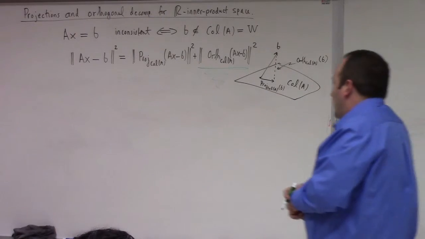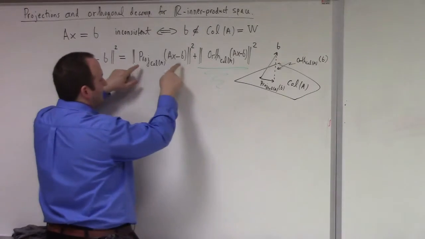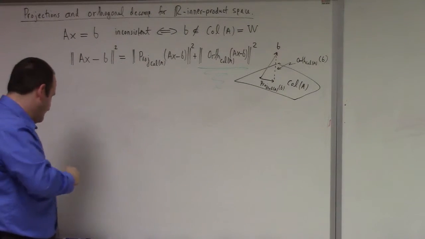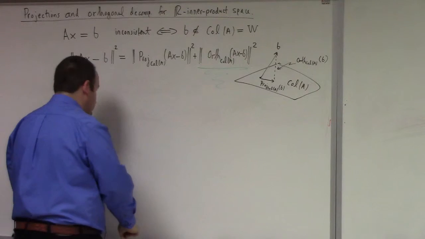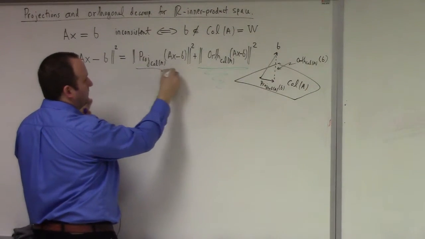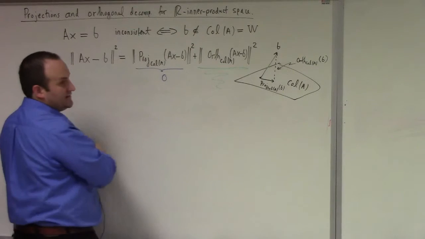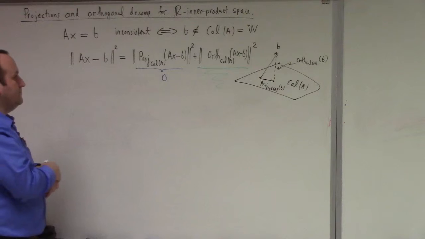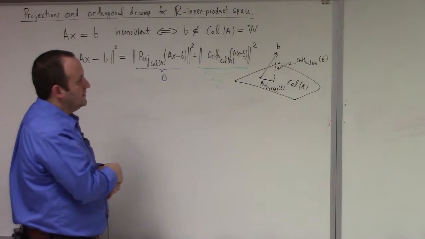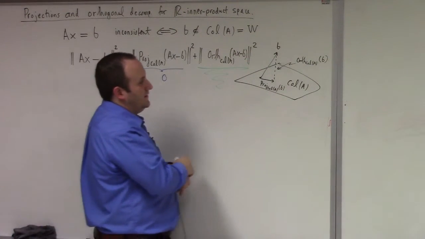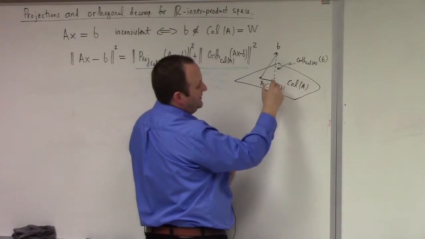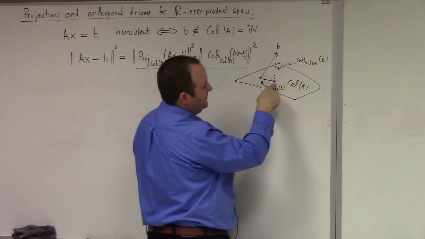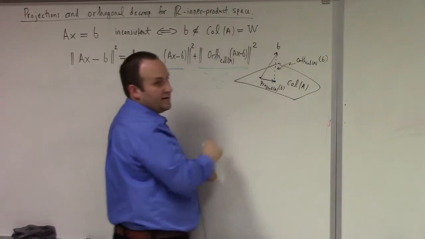But this first term you could make smaller. What's the smallest you could make this? If you can make this 0, that would make this as small as possible. So what I'm trying to say is that the point in the column space of A which is closest to b is this point right here.